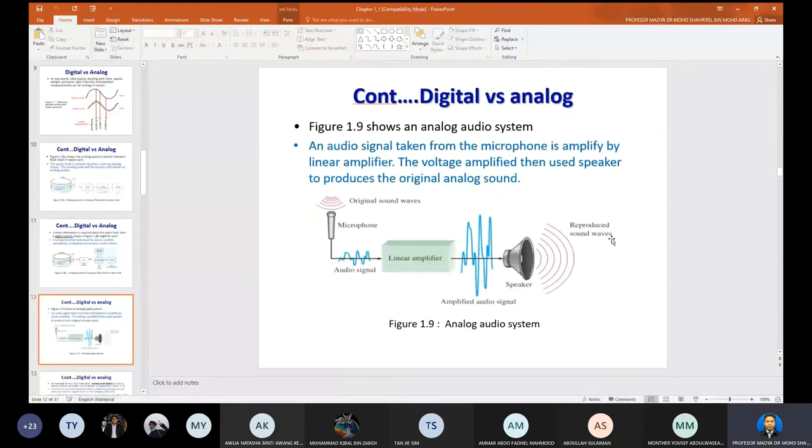So this is another example, analog to analog. From the original sound wave, we capture this wave using the microphone. This is the audio signal in analog, with very low frequency and very low signal. Then they use another amplifier to amplify the audio signal. That's why you use the linear amplifier, which increases the scale of the audio signal, and then it produces the sound wave. This is still analog, and the output will also be analog. So this is another example.